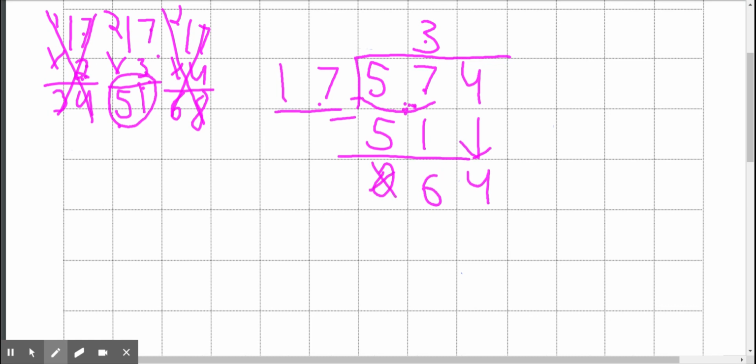Now look at this. Now we can just ignore this, and we can look at our 64 only. 17 goes into 64 now. Well, we knew that the next step would have given us 68. 68 is bigger than 64, so we still can't do that. So once again, we're going to have to stick with our 51. So we're going to say that's by 3 again, and then 51 goes down here.